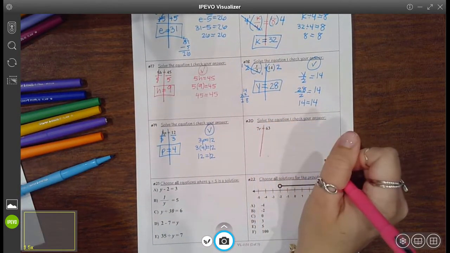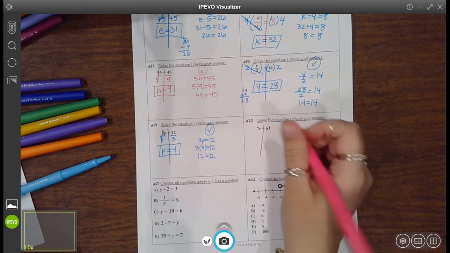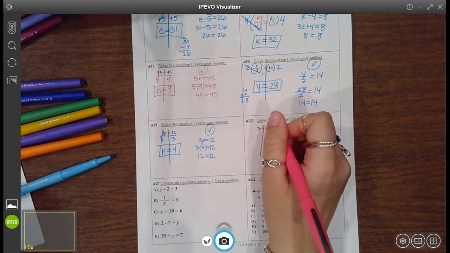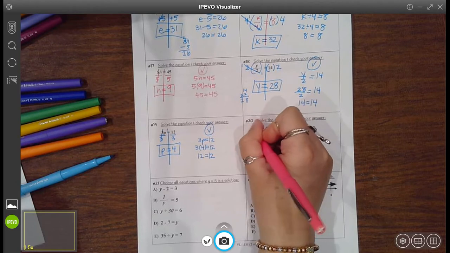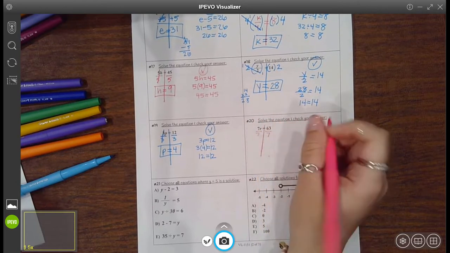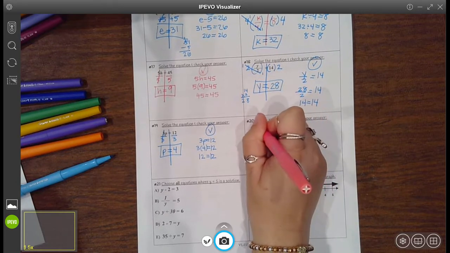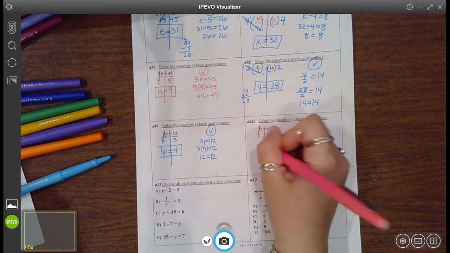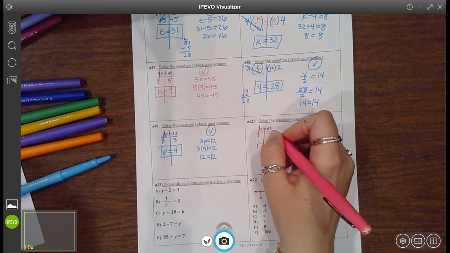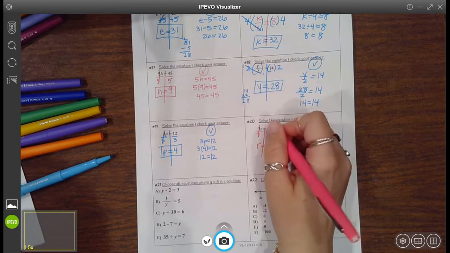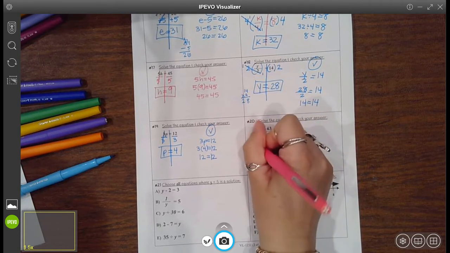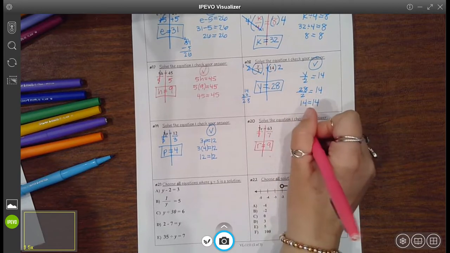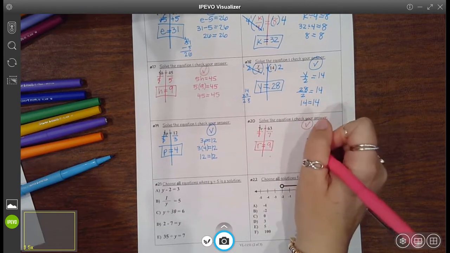Okay, and the last one of this type. You have 7 times r. The inverse of multiplying is to divide. And then 7 divided by 7 is 1. And 1 times r is just r. Variable isolated, so move on. When you divide it on the other side, 63 divided by 7 is 9. Write r equals 9 in your answer column on a test.